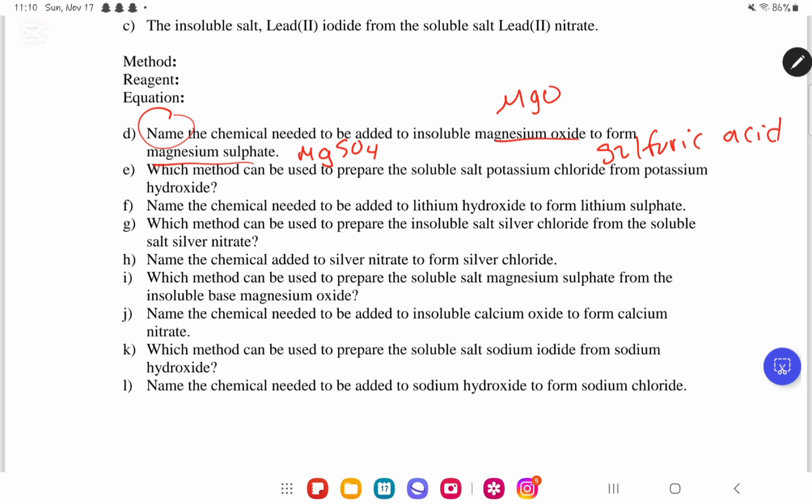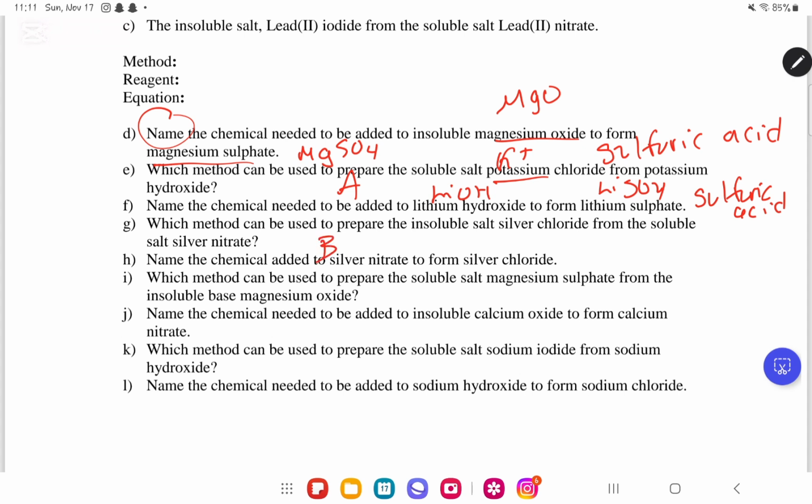Now, which method can be used to prepare the soluble salt potassium chloride? Again, K+. When we're talking about K+, we're going to use titration, and I believe method A was titration. Name the chemical needed to be added to lithium hydroxide, LiOH, to form lithium sulfate. Very simply, LiOH is a base, so we need to add an acid to it. And which acid contains SO4? It is sulfuric acid. Which method can be used to prepare an insoluble salt directly? It is method B, which is precipitation.